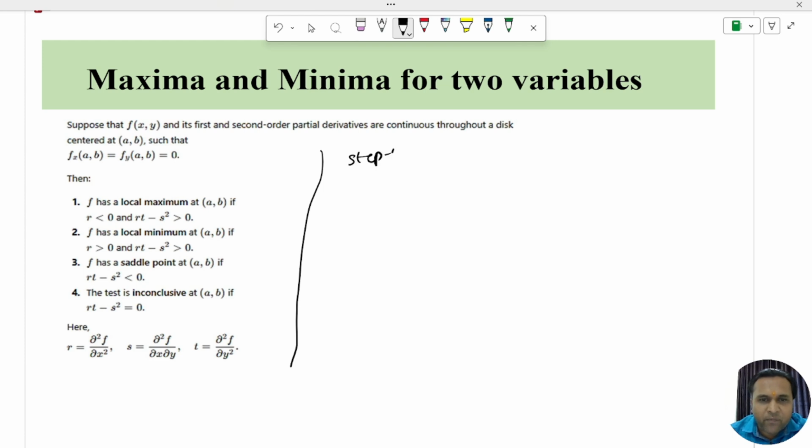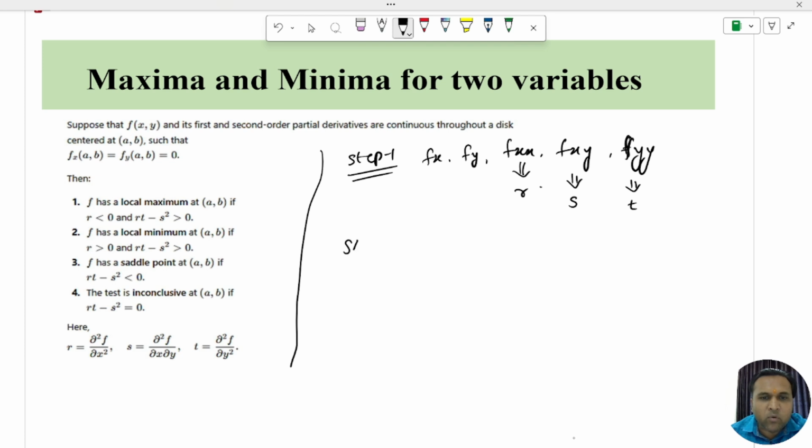In step 1, whatever the given function f(x,y), you have to find fx, fy, fxx, fxy, and fyy. And in step 1 you have to take fxx, that is your r, fxy, that is your s, and fyy, that is your t. That is your step 1.